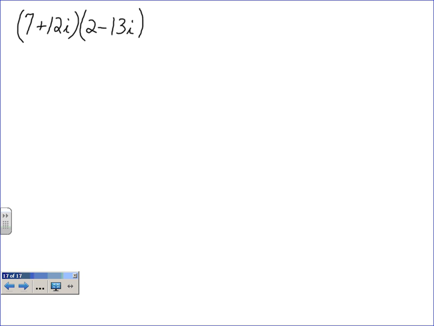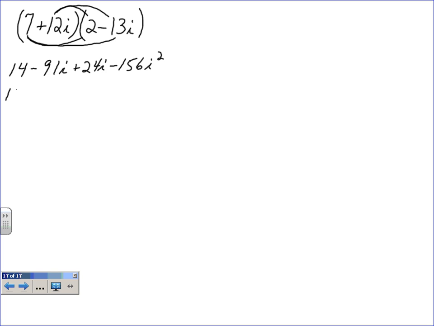So 7 times 2, that'll give us 14. 7 times negative 13i will give us a negative 91i. And then I have 12i times 2 will give me 24i. And 12i times negative 13i will give me a negative 156i squared, if my math is correct.